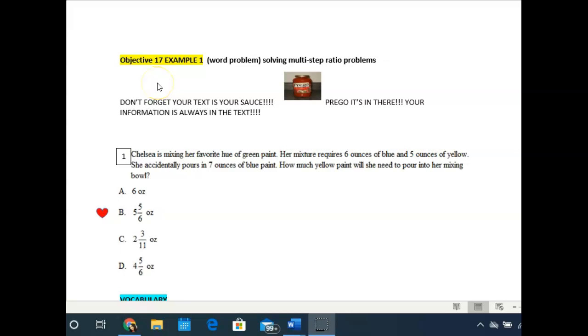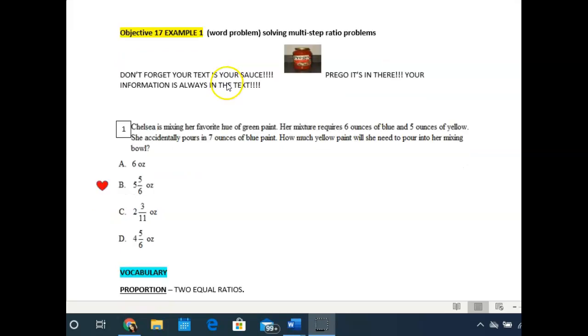So for my champion babies, we are doing Objective 17, and everyone else, we're going to be working on 7.RP.3. We're going to be working with word problems, solving multi-step ratio problems. Now, you'll hear me refer to the sauce a lot, and I like to use this little icon of Prego to let you know it's in there. Your information is always in the text. So when I refer to it's in the sauce, I'm referring to it's in your text. Let's jump right into this.